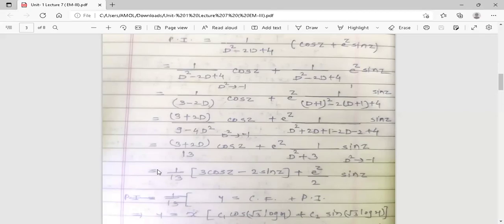So this is PI, and so what is the general solution? Y is equal to CF plus PI.